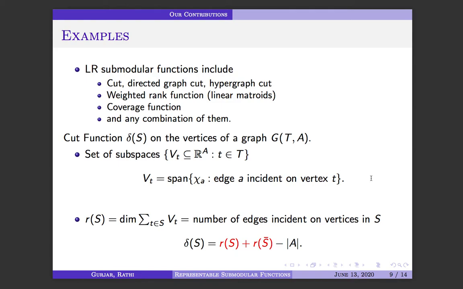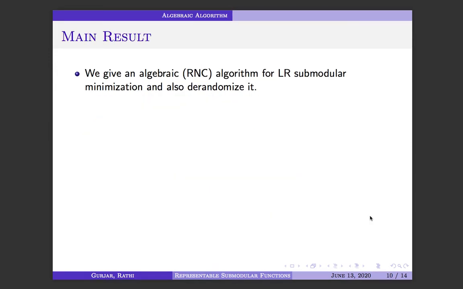That's why it holds. Now let's come to our main result, in which we give a randomized algebraic algorithm for minimizing linearly representable submodular functions. Our algorithm can be efficiently parallelized, and we can also de-randomize it so that it needs very few random bits. So let's see the algorithm.